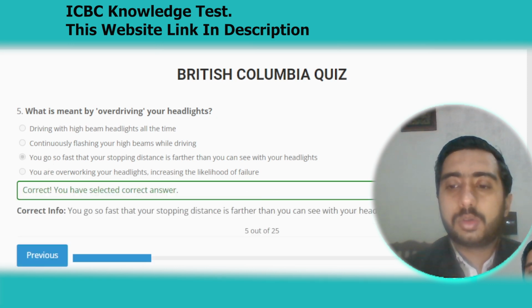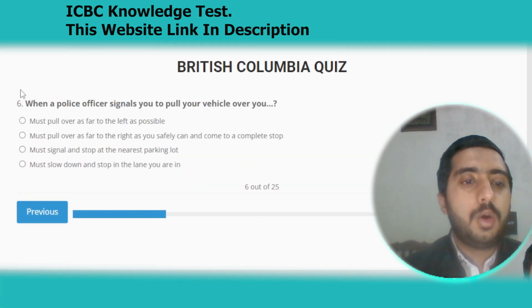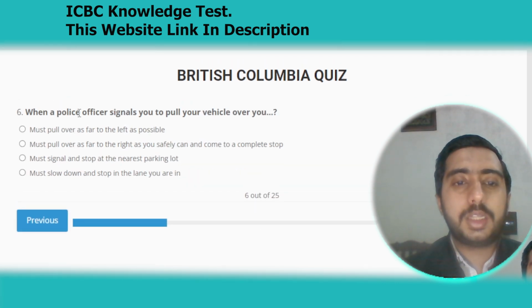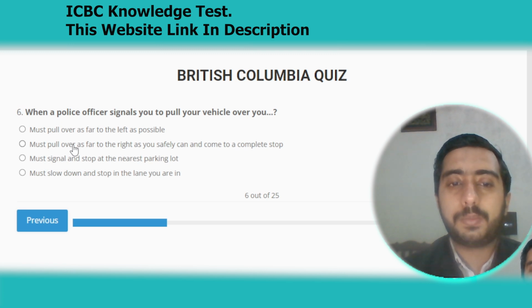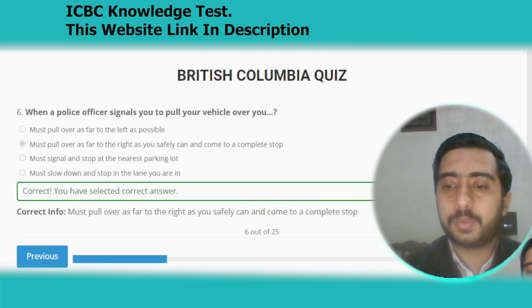Next one. Question number 6. When a police officer signals you to pull your vehicle over, the correct answer is you must pull over as far to the right as you safely can and come to a complete stop. Option B is the correct one.